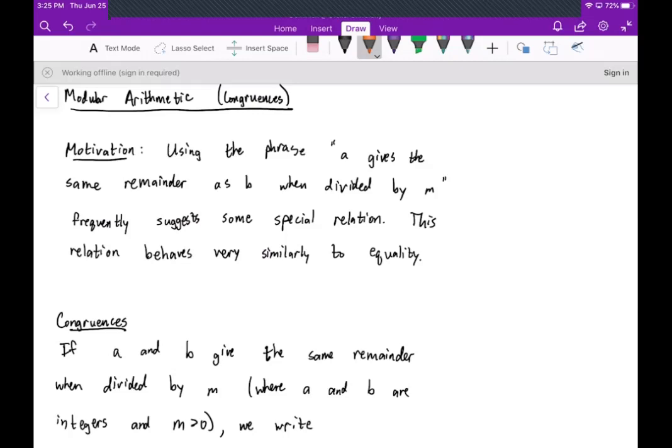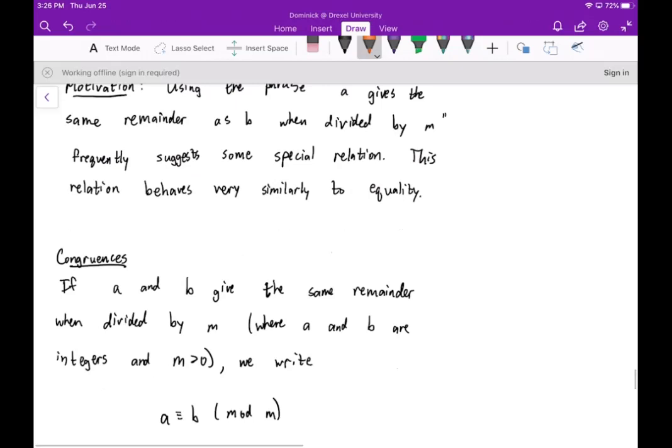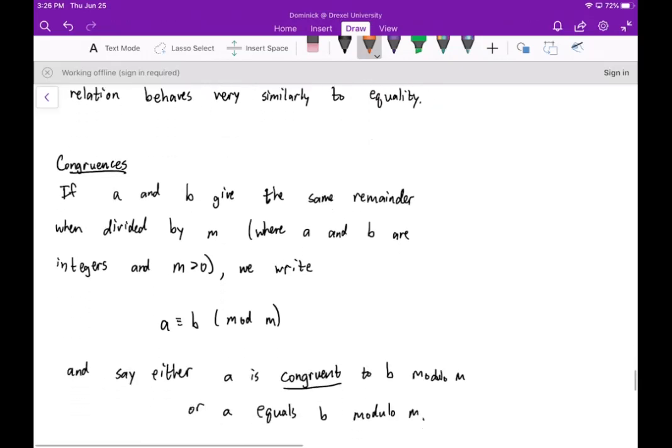Now, the motivation for this is going to come from the fact that we'll use the phrase "A gives the same remainder as B when divided by M" fairly frequently, so that suggests some kind of special relation. And of course, this relationship is going to behave very similarly to equality.